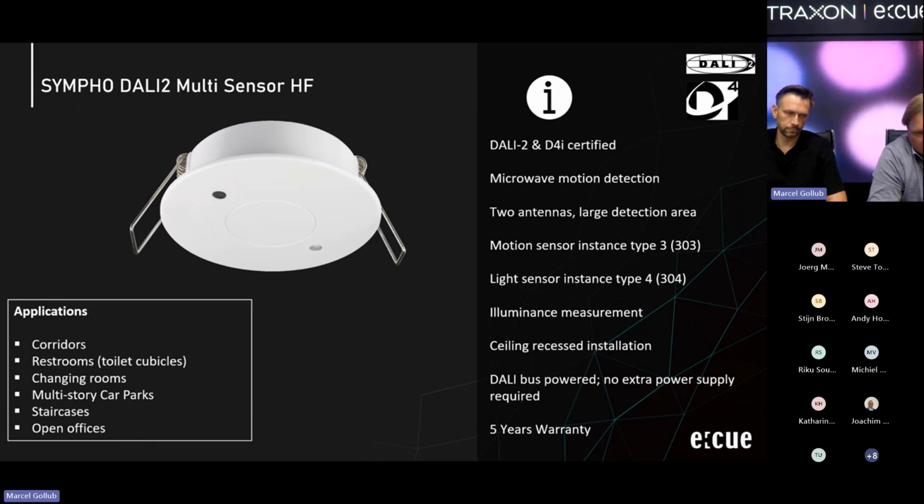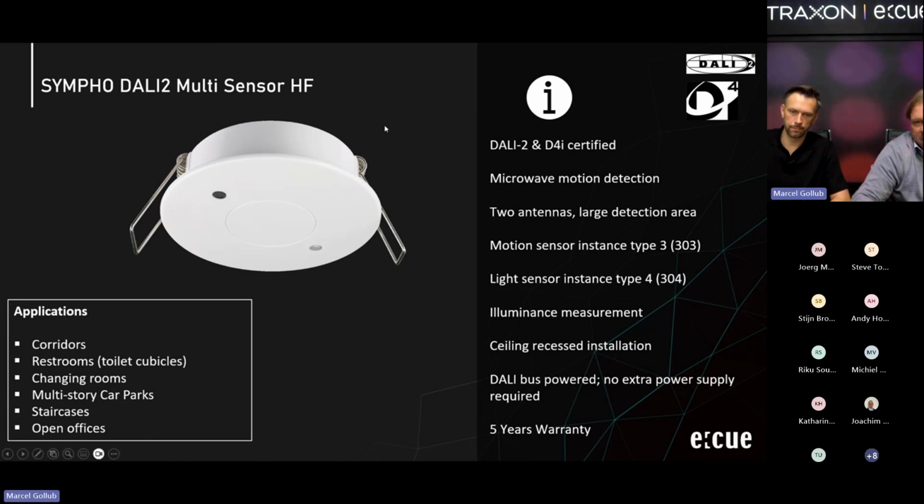As probably most of you know, the HF or radar is slightly different. The radar signal can go through wood, for instance, so it's not limited by hard materials. Therefore, applications for these HF sensors are, I think, restrooms, especially toilet cubicles. It's a good application. Then of course changing rooms, all the sanitary areas, even car parks. It's a good application for this.